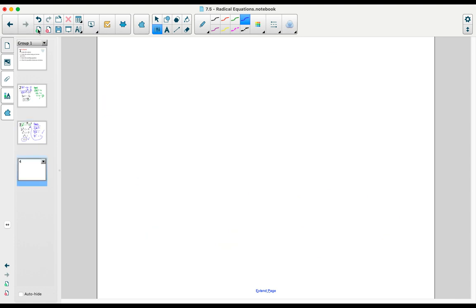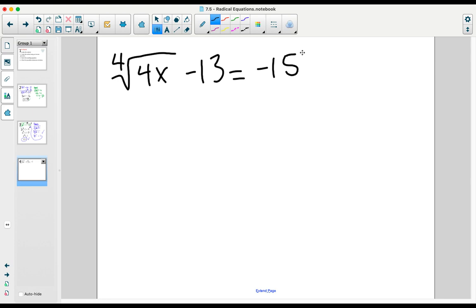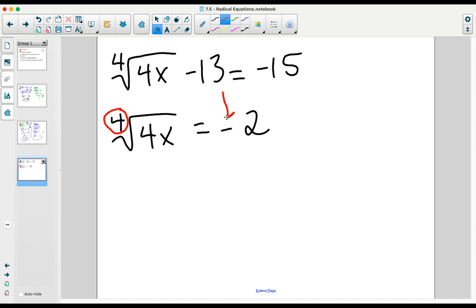For a final example, let's take a look at what happens when we do have an extraneous solution. Our equation here is going to be the fourth root of 4x minus 13 is equal to negative 15. Again, our first step should be to isolate the radical. We add 13 over. And this is the part where we could potentially stop. If you look carefully at this equation, you are taking an even-indexed root of an expression, and you are getting a negative solution. Right now, we could stop and say that there is no solution to this.